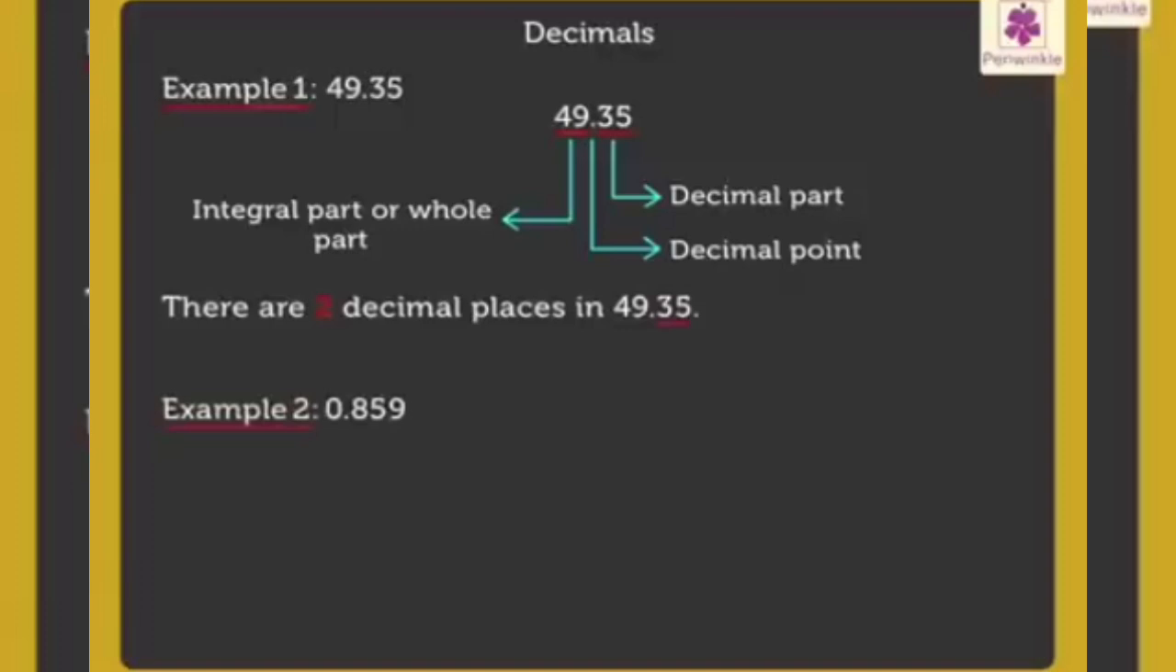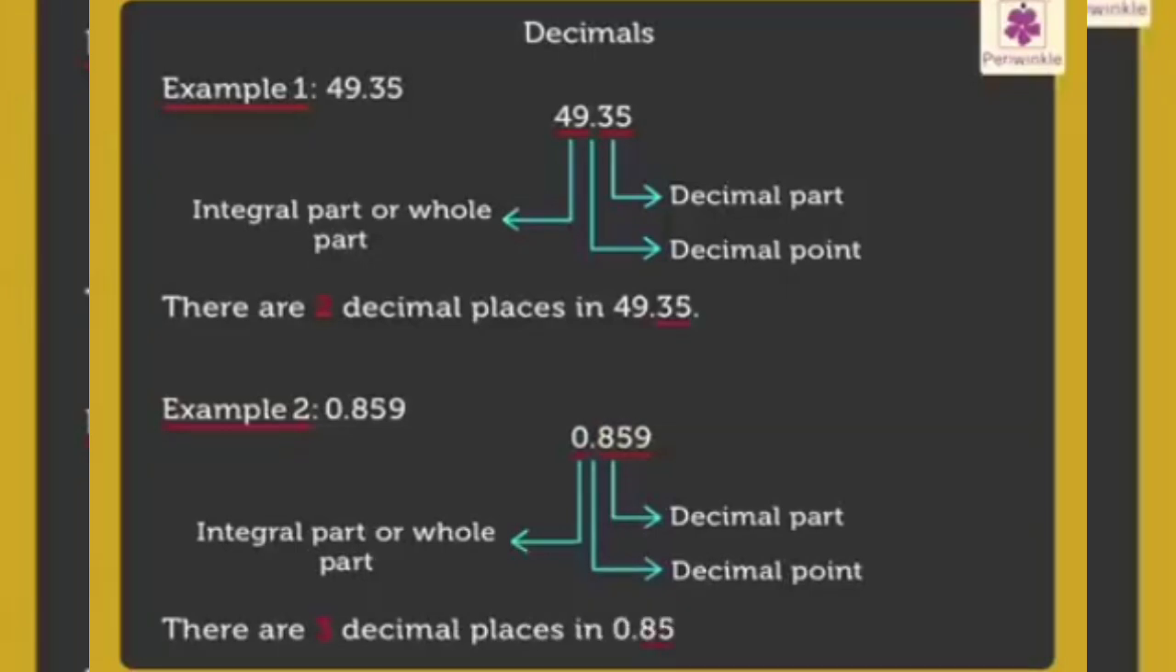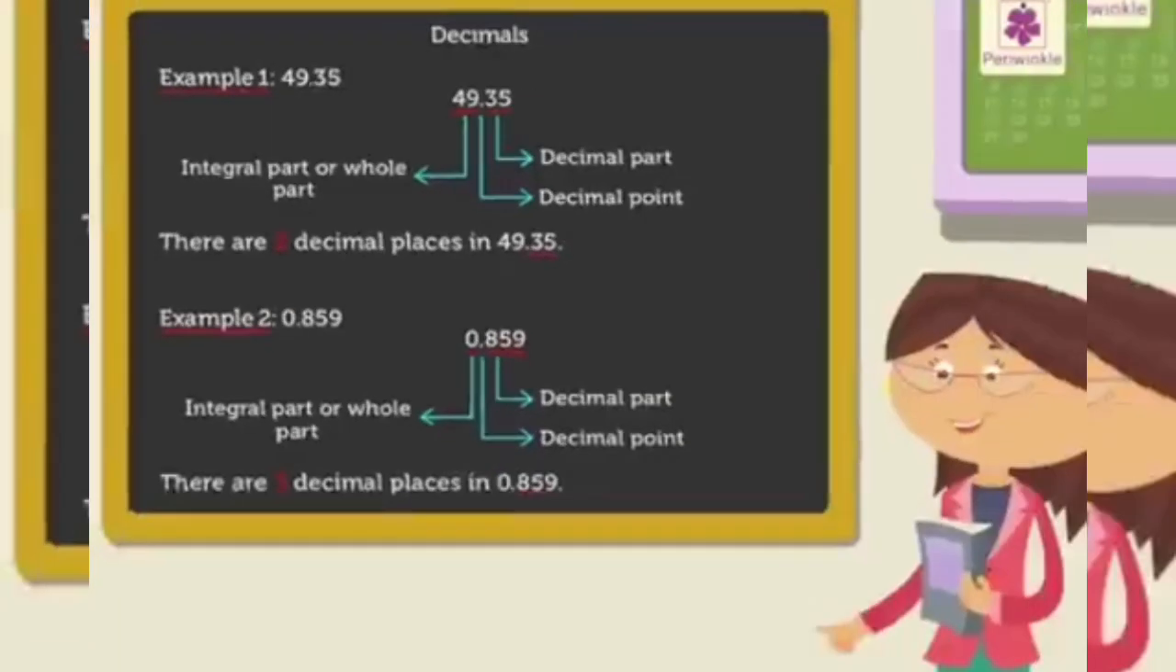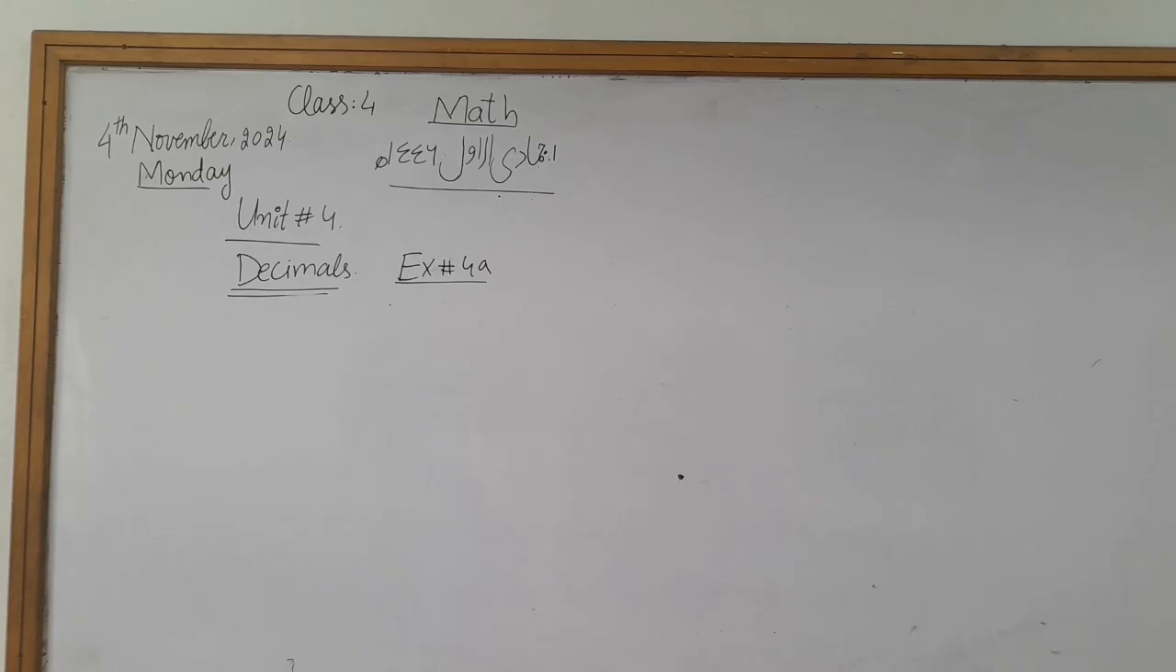In the decimal number 0.859, 0 is the integral part. The dot in between 0 and 859 is the decimal point. And 859 is the decimal part. It is read as 0.859. And there are 3 decimal places in 0.859. Kids, wasn't it interesting to learn decimals? Hope you will understand the concept of decimal more clearly.